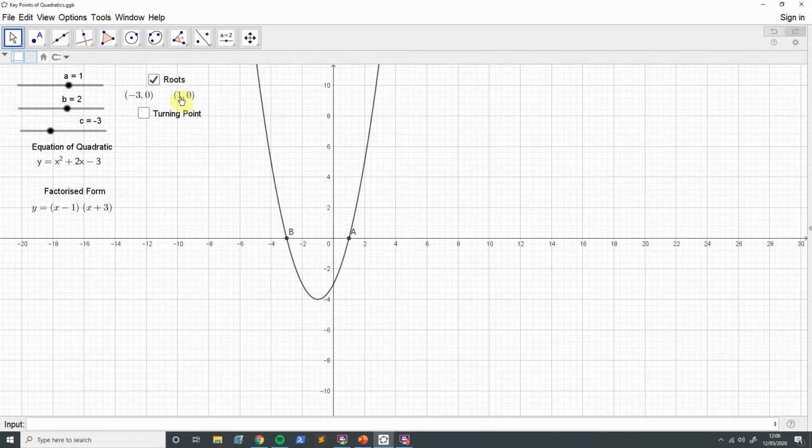And if we put 1 into here, we get 1 squared is 1, plus 2 lots of 1 makes 3, and then take away 3 gives us 0. When you solve a quadratic, you always want to make y 0. So if we were to solve this, I would say 0 equals x squared plus 2x minus 3.